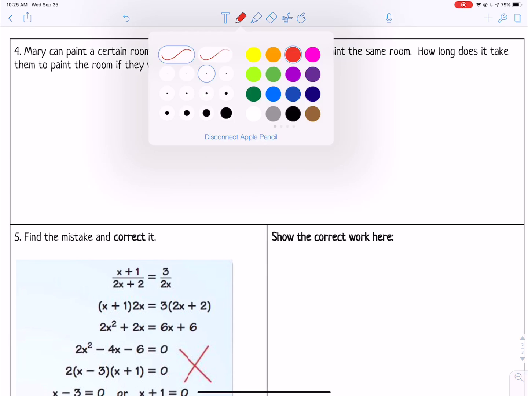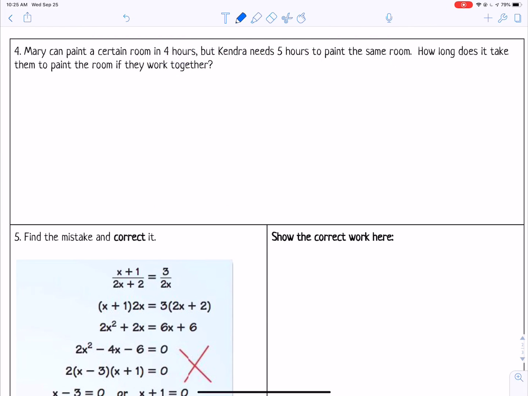How long does it take them to paint the room if they're working together? So you'd say Mary can paint one room in 4 hours. Kendra needs 5 hours, so put one room 5 hours. So that's Mary plus Kendra. Total would be one job, one room, and we don't know how long it takes them together, so we're going to put an x. So over here, that's together.